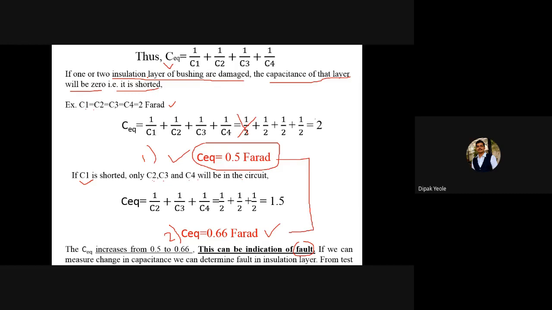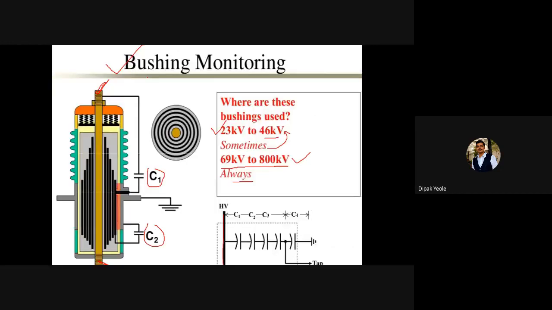I hope you understood this particular point. There will surely be a question asked for you: explain the condition monitoring of the bushing. At that time, you have to draw this figure. Yes, you have to write the explanation, or you have to draw the equivalent circuit diagram for that particular bushing.